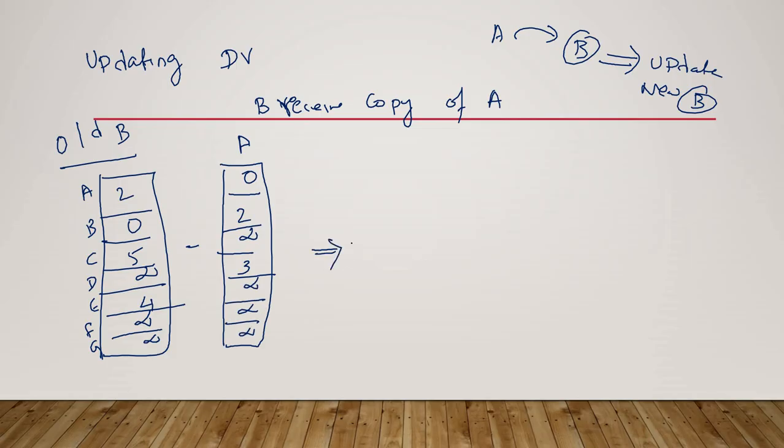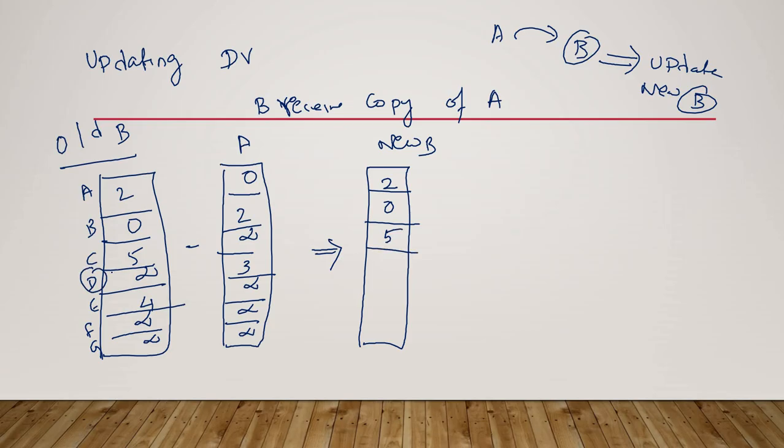So now what are all the values we can update? So this is the new B. New B value is 2. So B to B is 0, that we know very well. B to C already we have 5. Now old B, the D value isn't there, so D value is infinite. Here the value is 3.